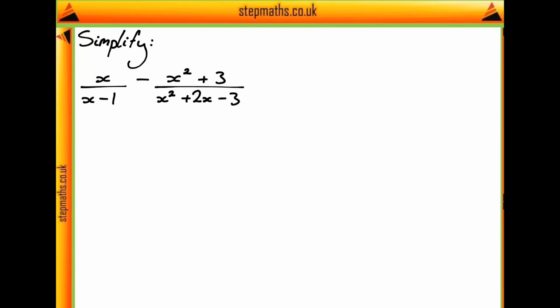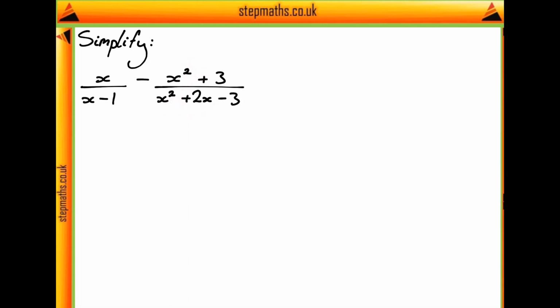To try and do this, there's a few different things you might immediately think of trying. One of those might be turning it into a single fraction. To do that, we would multiply this fraction by x squared plus 2x minus 3, and this fraction by our denominator x minus 1. But if we do that, we get a cubic on the bottom and a cubic on the top, and cubics generally are a bit tricky to deal with. So let's not try that route. Let's instead see if there's anything simpler we could do.